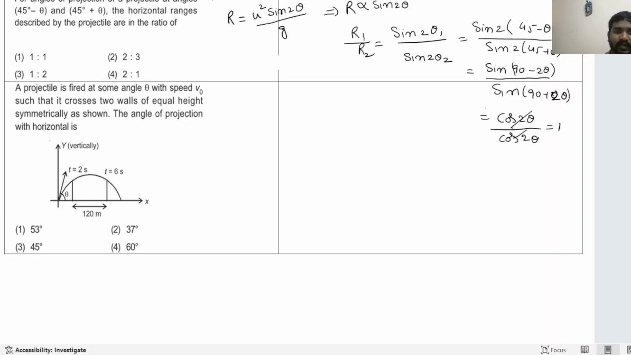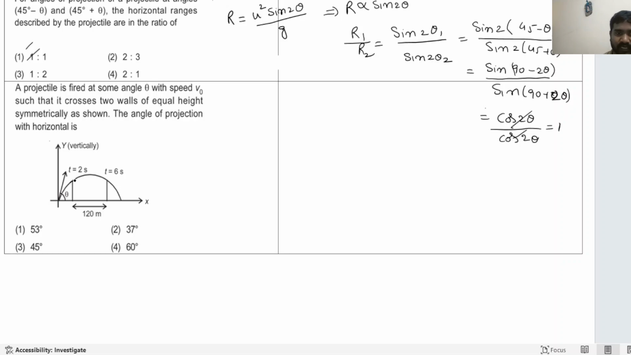Similarly, now here you can see the next problem. So 1 is to 1, option 1 is the correct one. A projectile is fired at some angle theta with the speed v naught such that it crosses two walls of equal heights symmetrically as shown. The angle of projection with the horizontal, we need to find out theta.